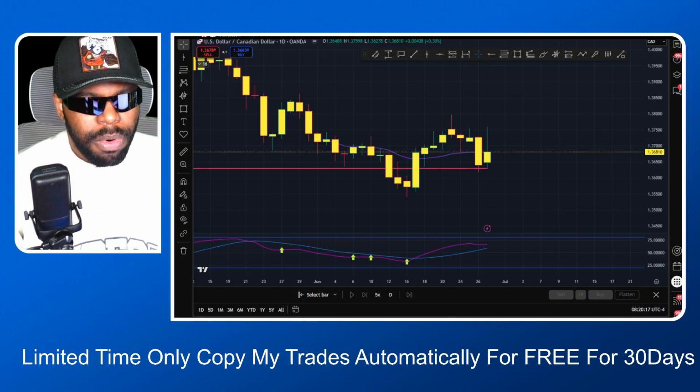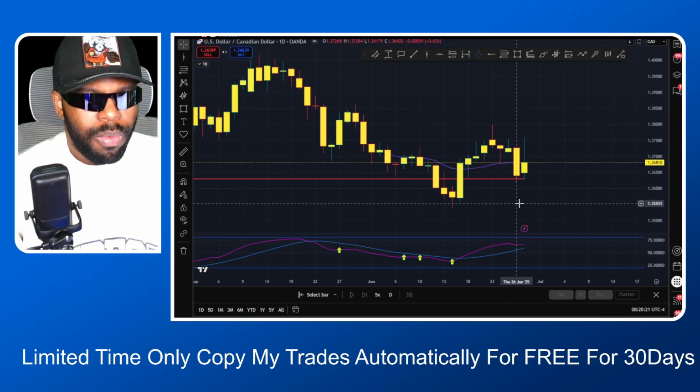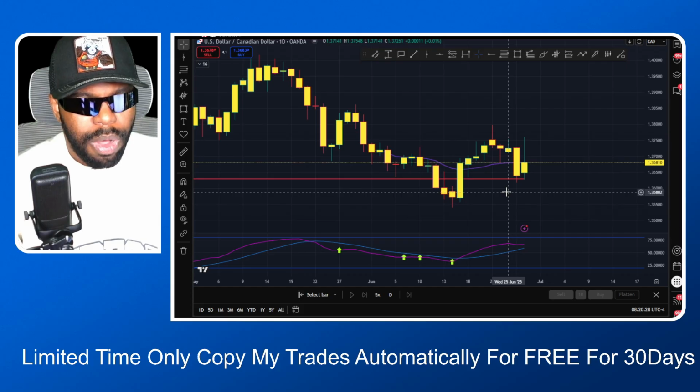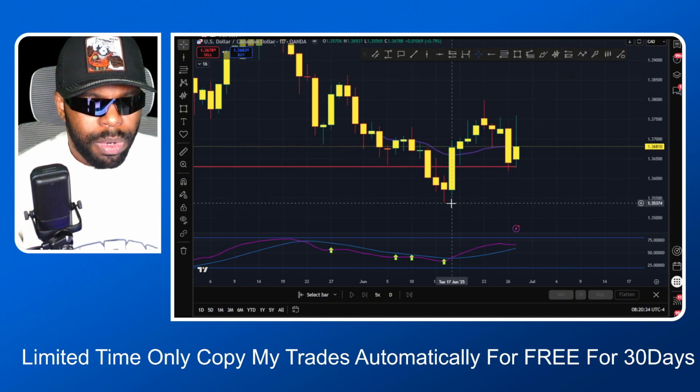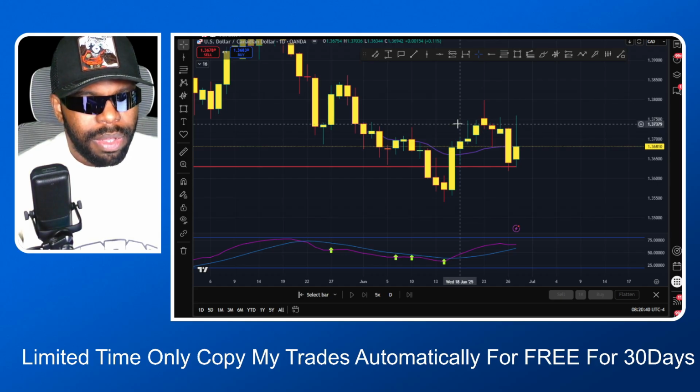So before I do anything on the chart, I like to look at the daily. I want to see what type of trend we are creating on the daily, and not only that, I also want to mark up my previous weekly highs and lows. What I mean by that is I want to look for the low and the high of last week's session.